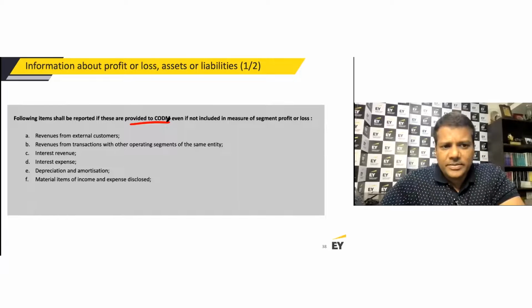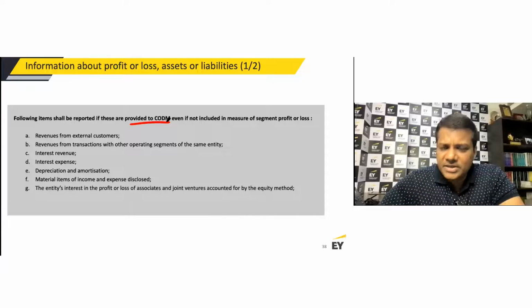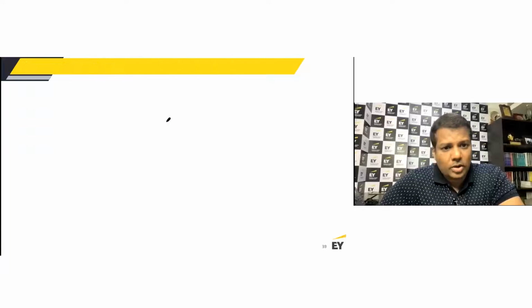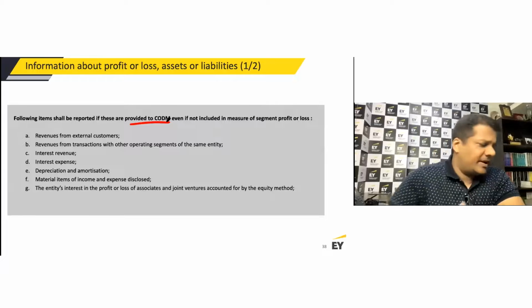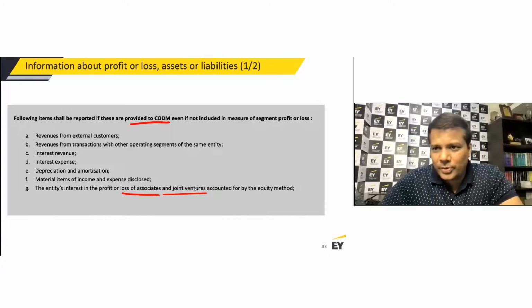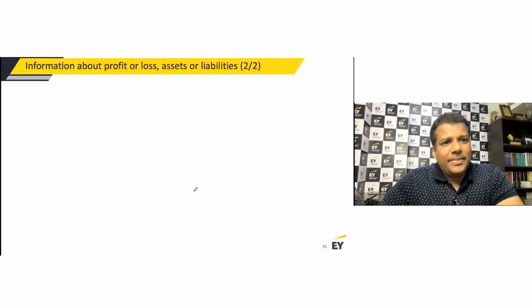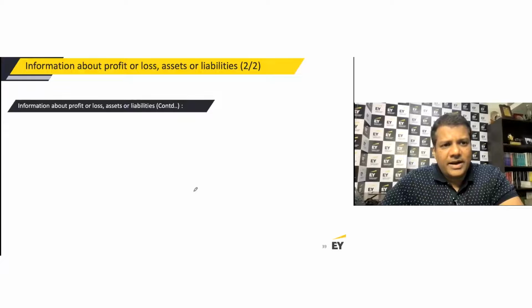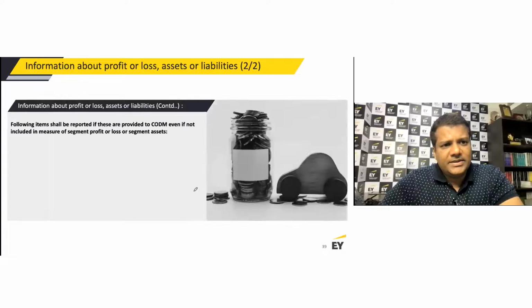Material items of income and expenses are disclosed. The entity's interest in profit and loss of the associates and joint ventures, right? That can also qualify as a segment in a way. From that perspective, they also qualify as a segment. So you've got to assess this. And then more information, right, which we need to provide.